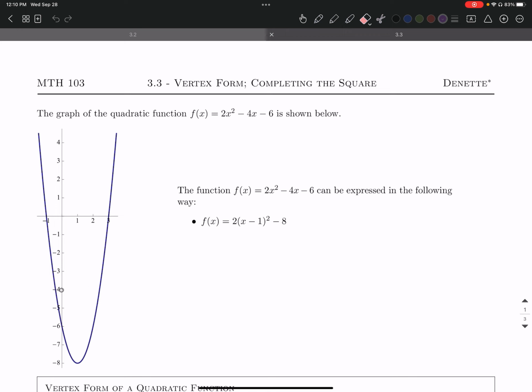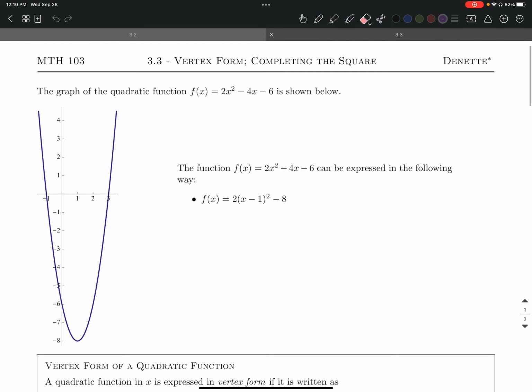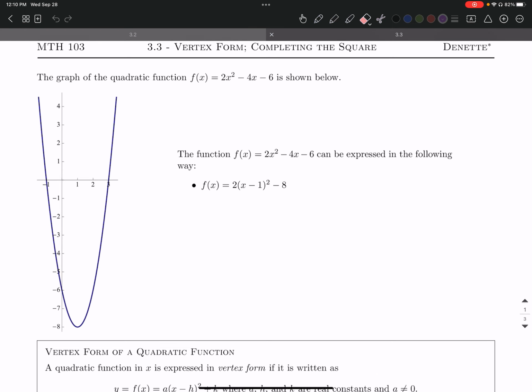Now, we saw this graph already back in section 3.1, the very first thing we did, if you want to look back at that. I claim that this function can be represented alternatively in the form 2 times (x minus 1) quantity squared and then minus the 8 on the end.